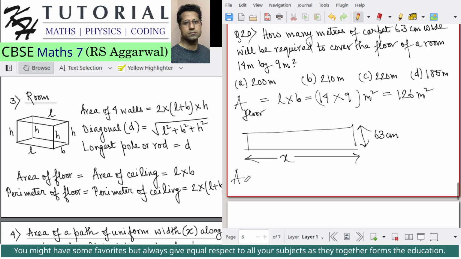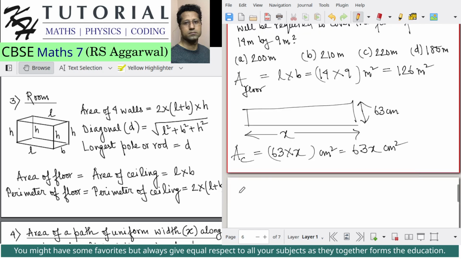So the area of the carpet, I am using some notation. These are standard notations normally used in higher classes, but I am introducing them. Try to be familiar with this. So AC means the area of the carpet. So the area of the carpet then becomes 63 multiplied by x, that is 63x centimeter square. Now this area of the carpet should be equal to the area of the floor of the room. So we must have 63x equal to 126.